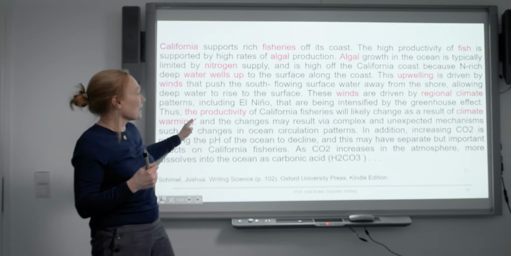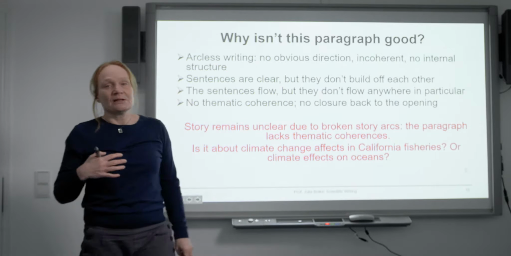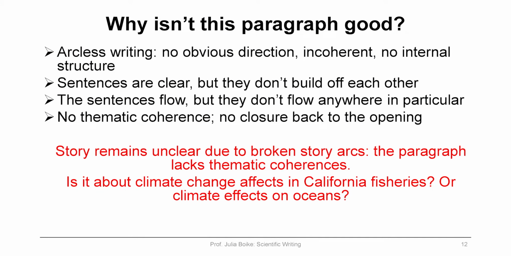So, how is this sentence connected to the previous one? And the problem is, they are not. So, this is arcless writing, an example. There's no obvious direction, incoherent, no internal structure. And this is despite all the sentences being perfect. They all make sense by themselves, but they're not connected together. The sentences are clear, but they don't build off each other. The sentences flow, but they don't flow anywhere in particular. I don't know what the story is. And there's no thematic coherence, no closure back to the opening.